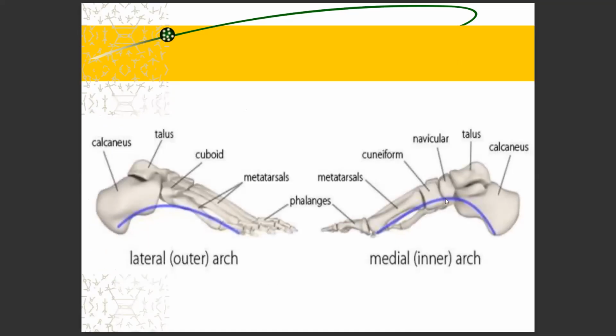So this is the medial arch. If you look at the bones which make these arches, this is the calcaneus, this is the talus, the navicular, the cuneiforms, and then the three medial metatarsals. They all make the medial arch, also known as the inner arch. While the lateral arch is made of the calcaneus, the cuboid, and the lateral two metatarsals.